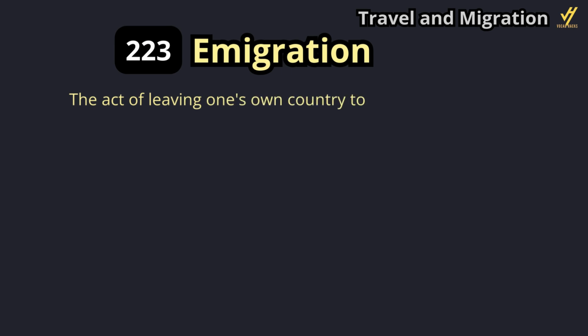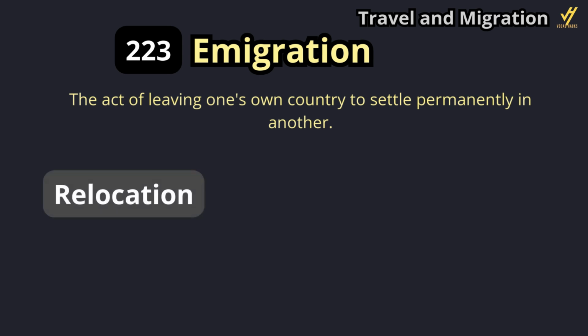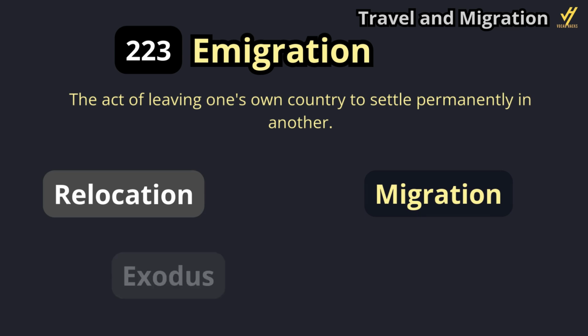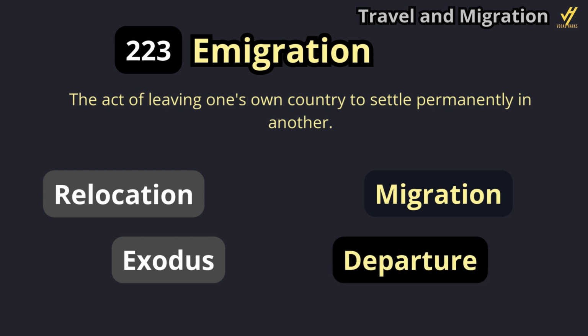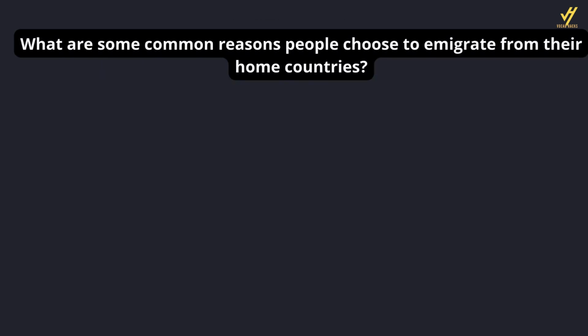Emigration. The act of leaving one's own country to settle permanently in another. Relocation. Migration. Exodus. Departure. What are some common reasons people choose to emigrate from their home countries?